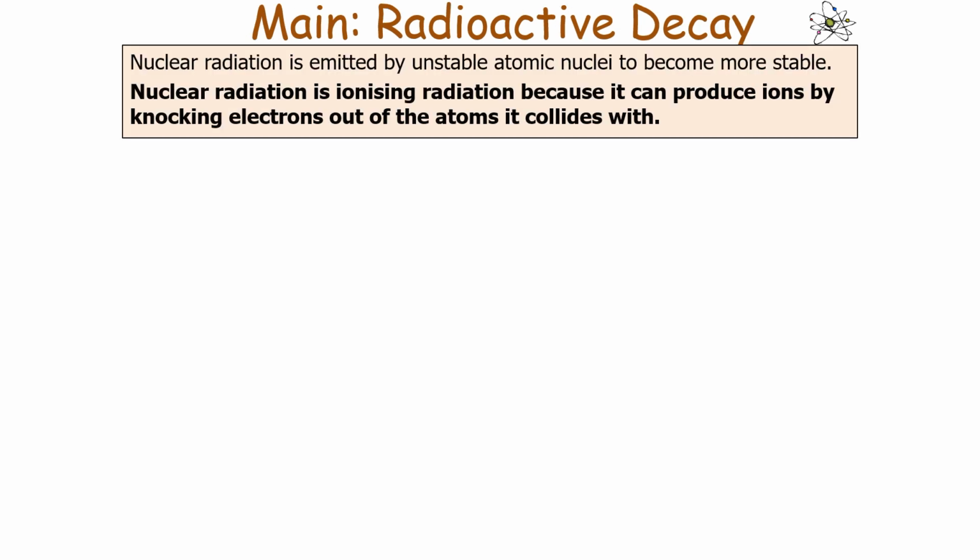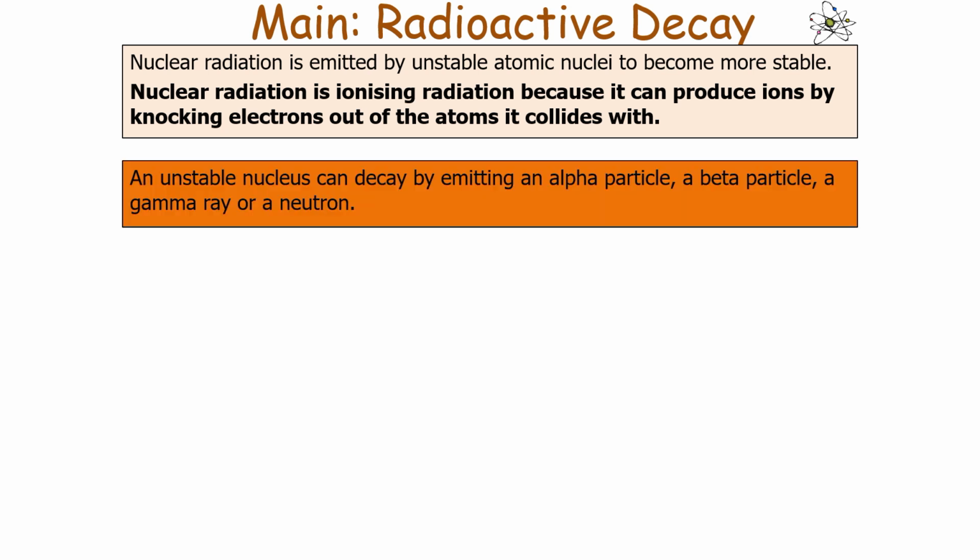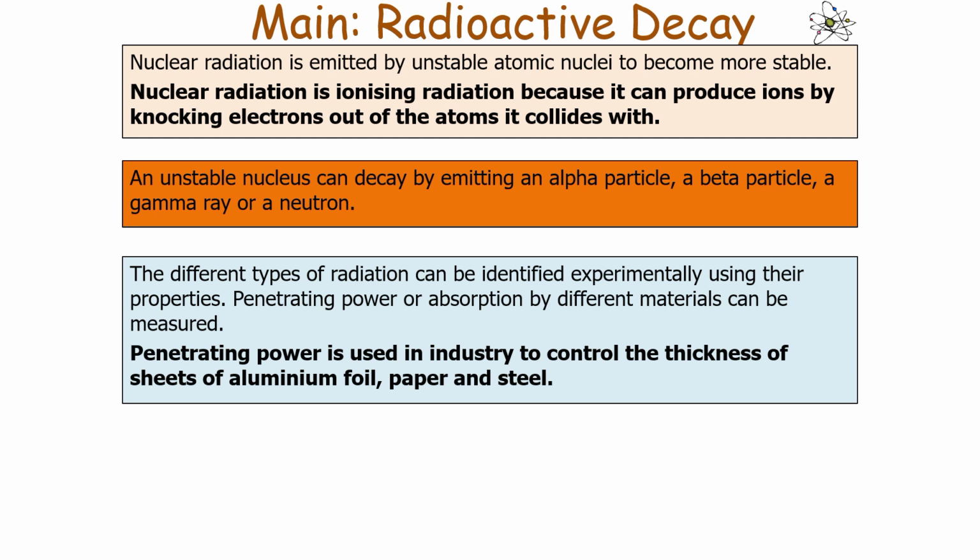So let's just clarify what we know by radioactive decay. Nuclear radiation is emitted by an unstable atomic nuclei to become more stable. Now, nuclear radiation is ionizing radiation because it can produce ions by knocking electrons out of the atoms it collides with. So an unstable nucleus can decay by emitting either an alpha particle, beta particle, gamma ray or neutron. Now, the different types of radiation can be identified experimentally using their properties. Penetrating power or absorption by different materials can be measured. Now, penetrating power is used in industry to control the thickness of sheets of aluminium foil, paper and steel.